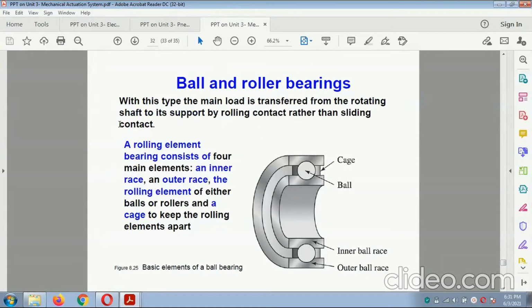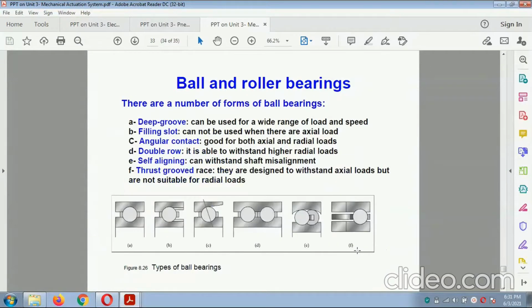Ball and roller bearing. The rolling element bearing consists of four main elements: an inner race, outer race, the rolling element of either ball or roller, and a cage to keep the rolling elements apart. So this is a diagram which explains the roller ball bearing. This is a ball bearing in cage. There is a ball, inner ball race and outer ball race. There are a number of ball bearings. That is a deep groove. It can be used for a wide range of load and speed.